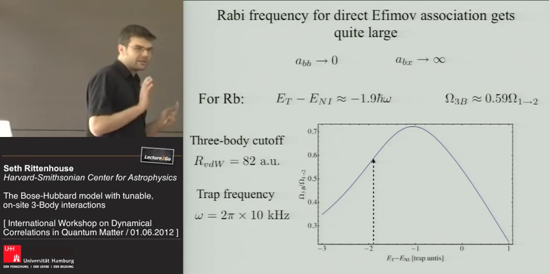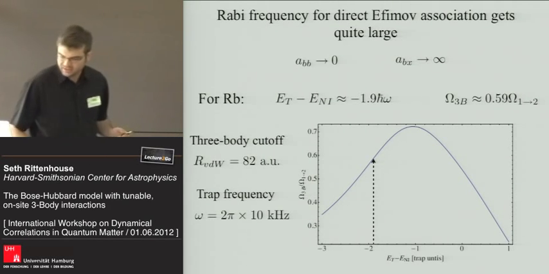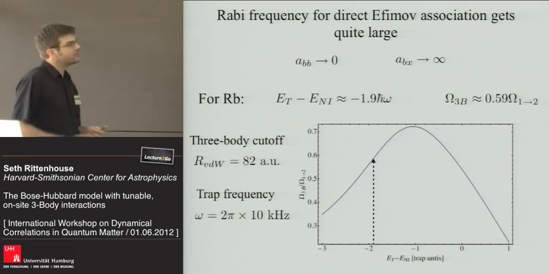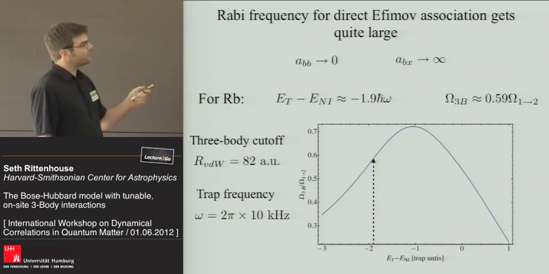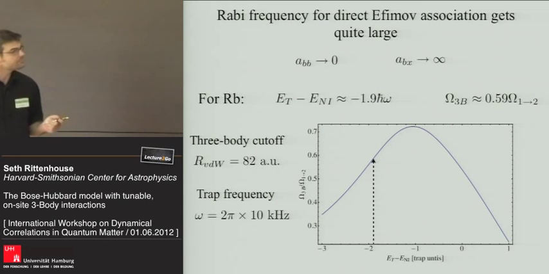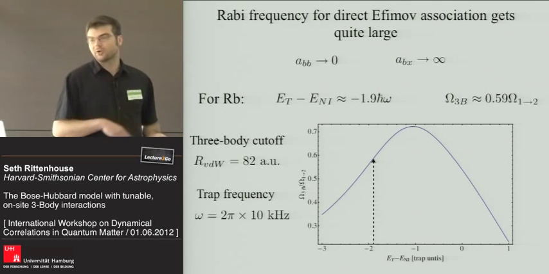It doesn't exactly give the right 9.5 three-body parameter, but it gets pretty close, so we use that as an estimate. Now, with a 10 kilohertz isotropic trap, we can find that the binding energy of this state is about 2 trap units, 2 h bar omega. And the three-body Rabi frequency is about 60% of the single particle, which is significant.